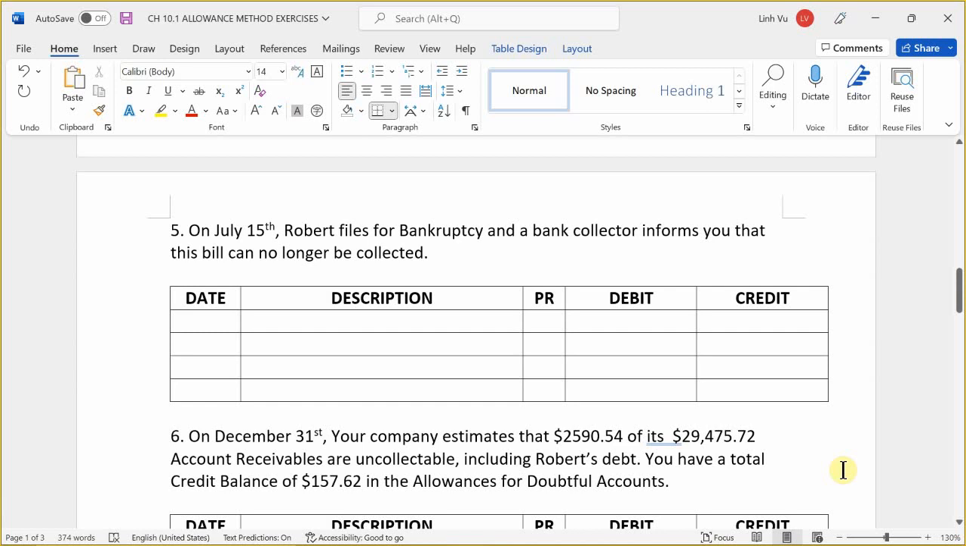All right, now it's July 15th, and then Robert files for bankruptcy, and a bank collector informs you that he can no longer pay the bill that he owes. So that means it's no longer collectible. Now you would be moving it back to the allowance for doubtful accounts. Correct. We need to have that in the allowance for doubtful accounts. And where are you taking it out from? The accounts receivable.